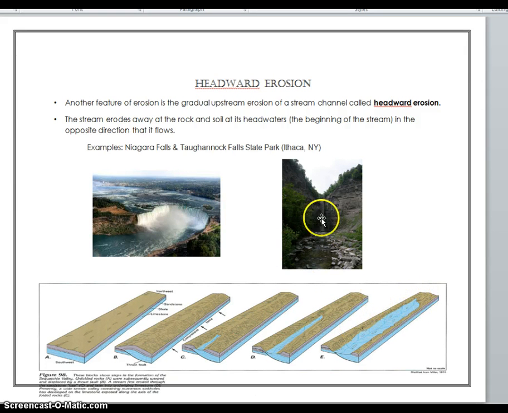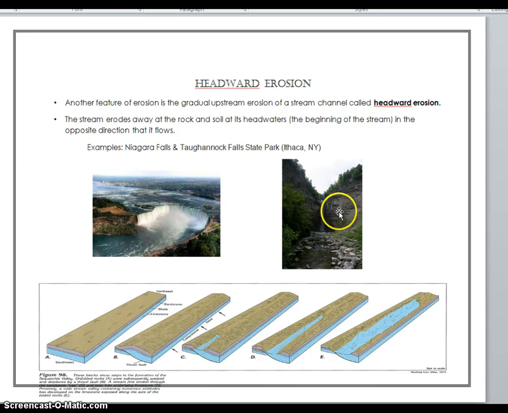These are other examples of headward erosion that can happen with waterfalls. Here's Niagara Falls. Continuously, large chunks of material break off and get carried away and make this waterfall move backwards. So it's actually moving in this direction, backwards. The stream is continuously moving the material, so this waterfall will continue to migrate backwards.